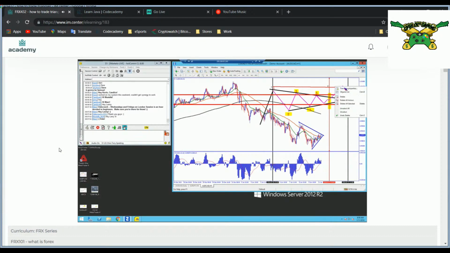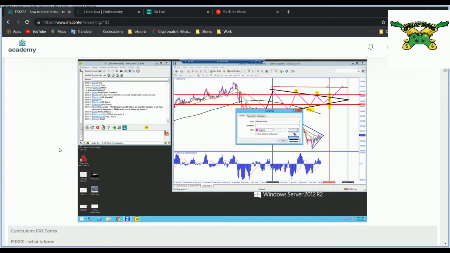Up. Blue is up. Turquoise blue. Blue is up. And red is down.